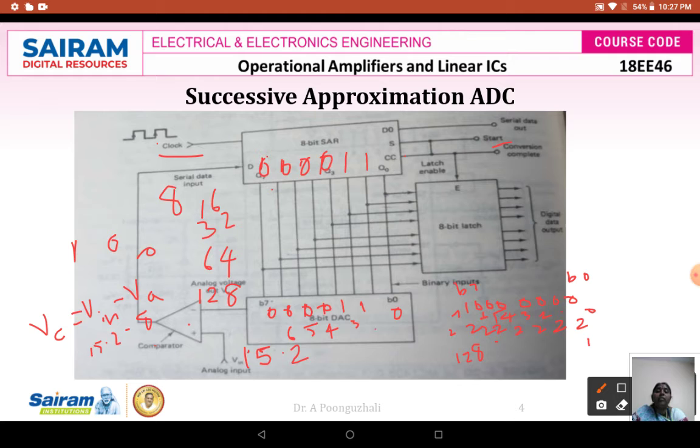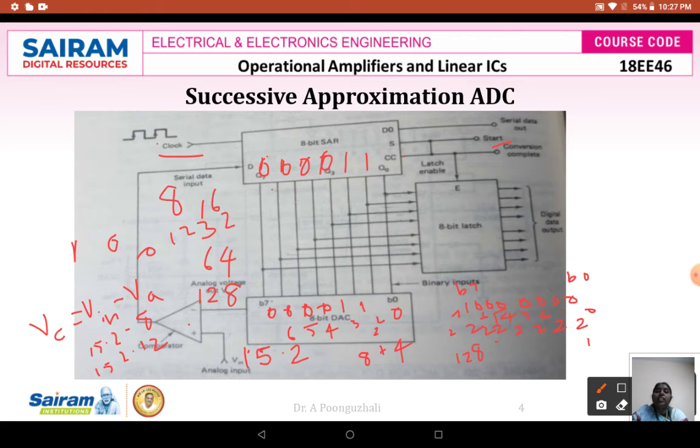When the next bit is there, the next bit is going to be set. That is nothing but 2 power 2. So here this is 8, 8 plus 2 power 2, which is 4, so that is going to be 12. So now I will have the value to be 12. This 12 is less than 15.2. Now 15.2 will be compared with 12.